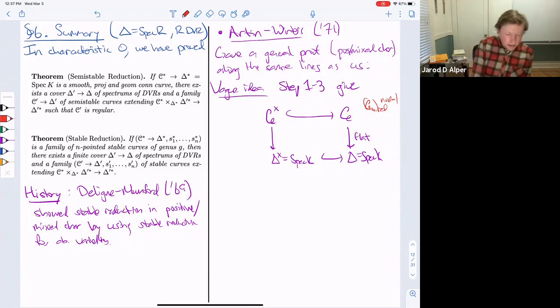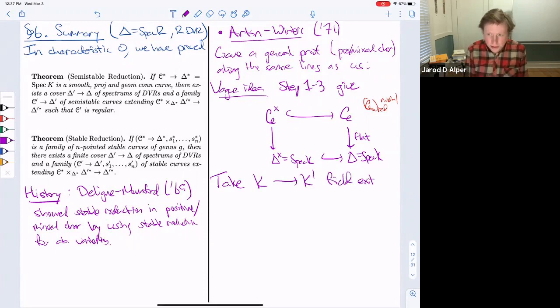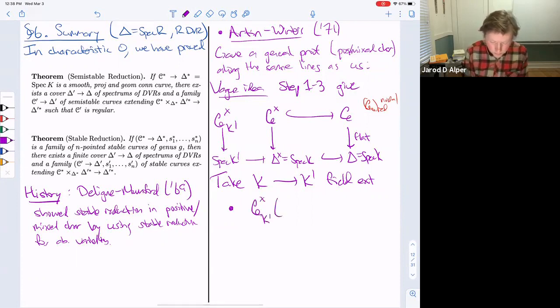That doesn't work here. And their idea seems really magical to me. You take a field extension such that you can arrange two things. First of all, let's take the base change to Spec K prime. Let's call that C star over K prime. So first you can arrange that this has rational points, that there is a K prime point.